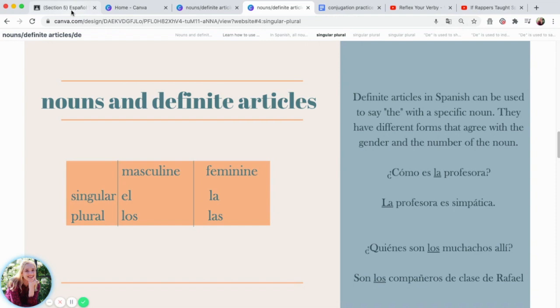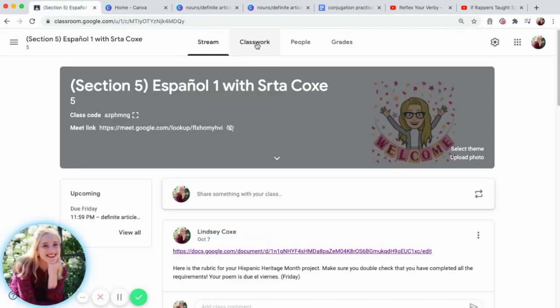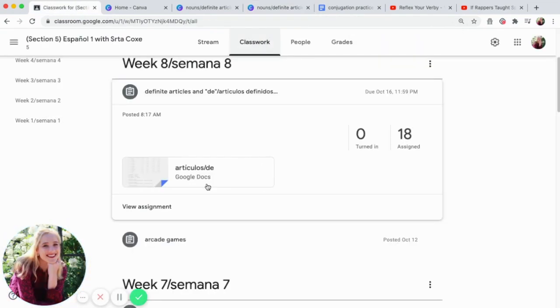Go to Google Classroom, open up the assignment that says, it's under week 8, semana 8. It's called definite articles and de. It's a Google Doc.